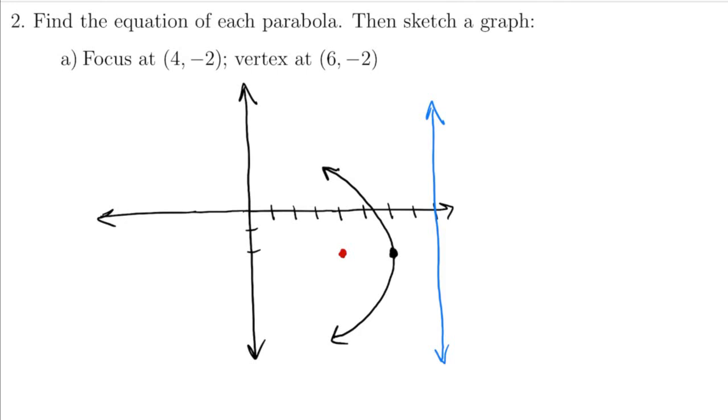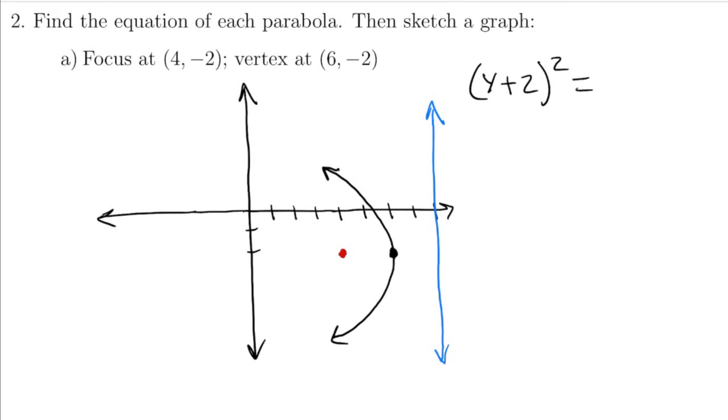But I guess this completes the sketch of the graph, since now we have the directrix, the vertex, and the focus. And now we just need to find the equation. So since we're opening to the left, I know that my y term is going to be squared. So it's going to be in this form y minus k, where k is the y coordinate of the vertex. So the y coordinate of the vertex is -2, so I have y minus -2, which gives me y plus 2. So this is my squared term.